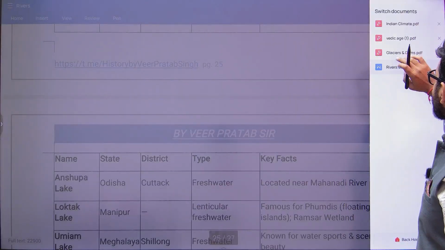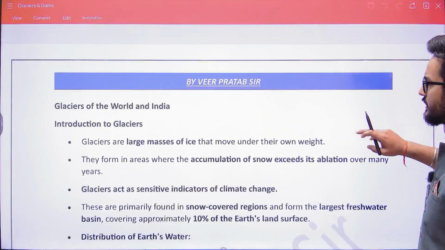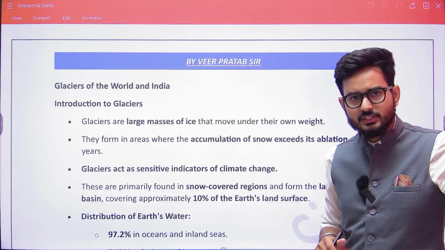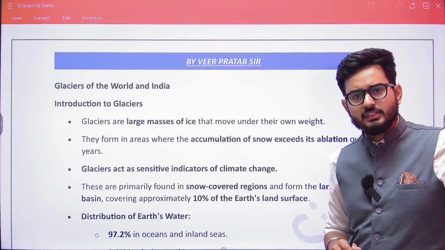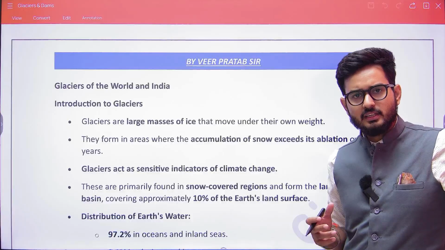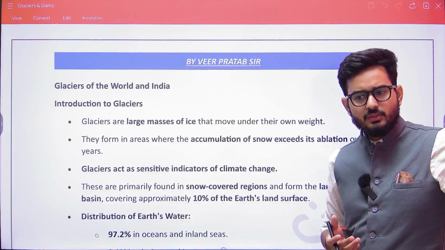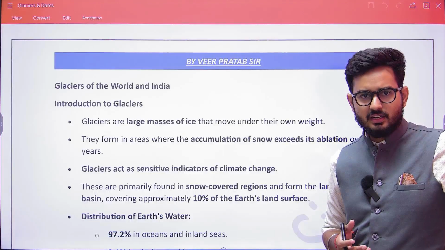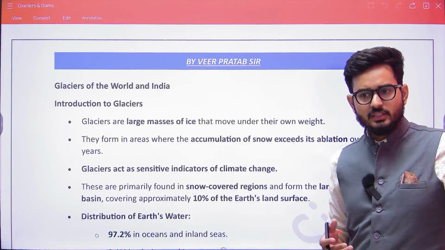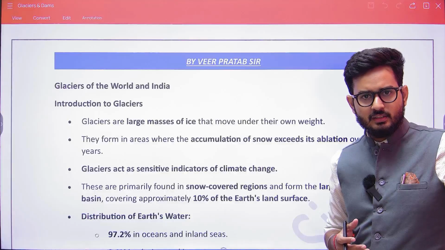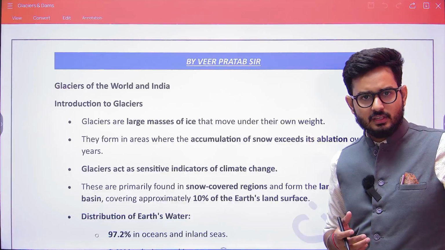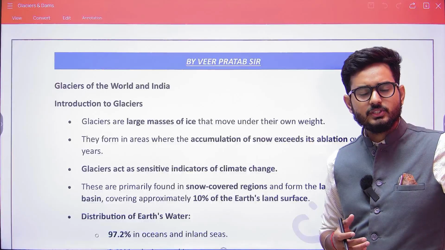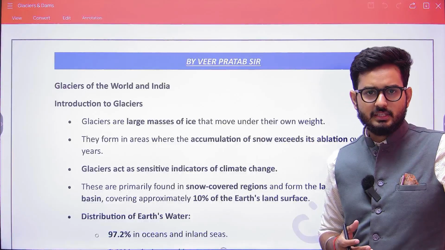Now the next topic is going to be the glaciers and the dams. My dear friends, whenever we talk about glaciers, where are the glaciers actually there? Glaciers are associated with icy landforms. And in India, where is ice prevalent? Ice is prevalent in North India, specifically in the Himalaya. So the glacial landforms are basically in the Himalayas.